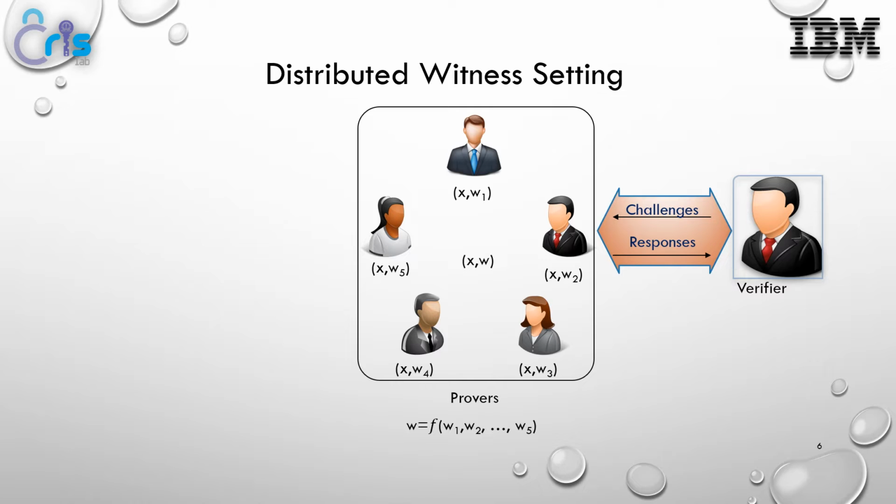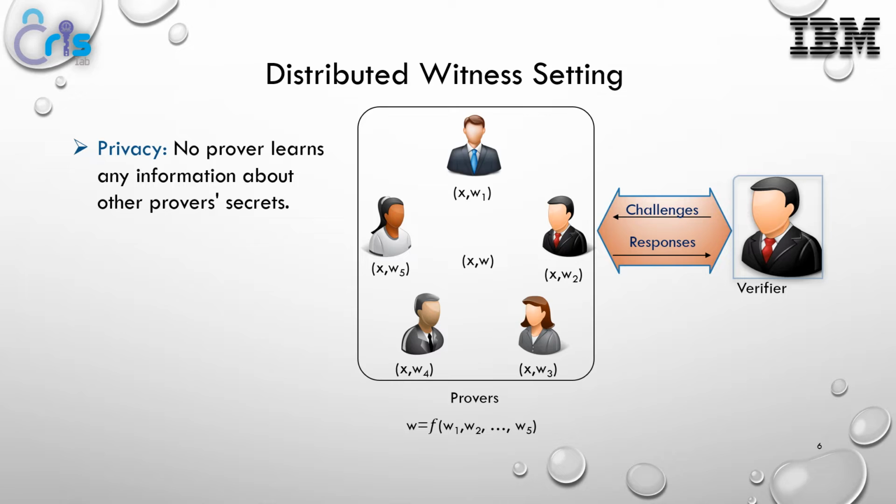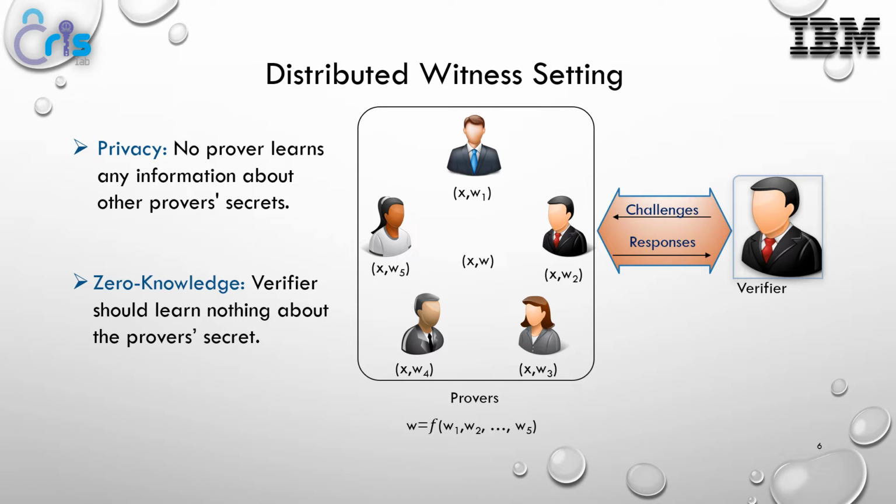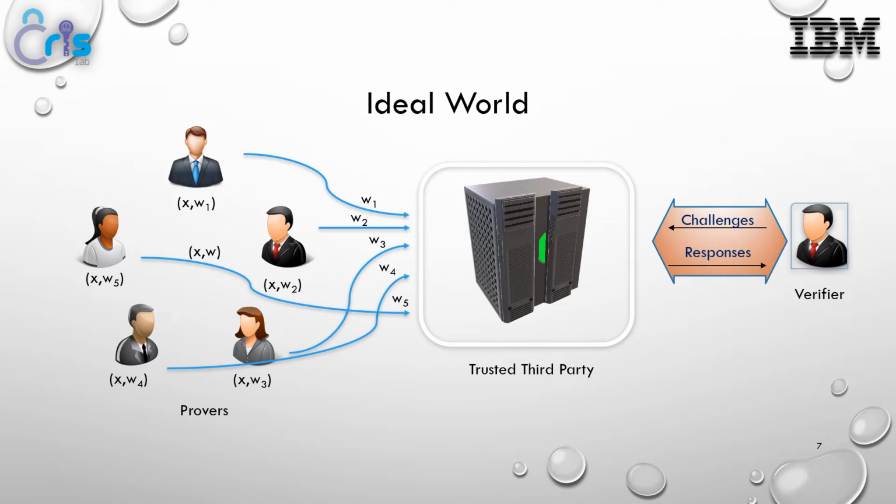A distributed prover zero knowledge protocol needs to satisfy the following two conditions. One is privacy, that says no prover learns any other prover's private information, and second is zero knowledge. It says verifier should learn nothing about prover's secret. Ideally, all provers may send their shares of the witness to a trusted third party, which can execute a standard zero knowledge protocol with the verifier on behalf of the provers. However, in real life, we may not have such a trusted third party.